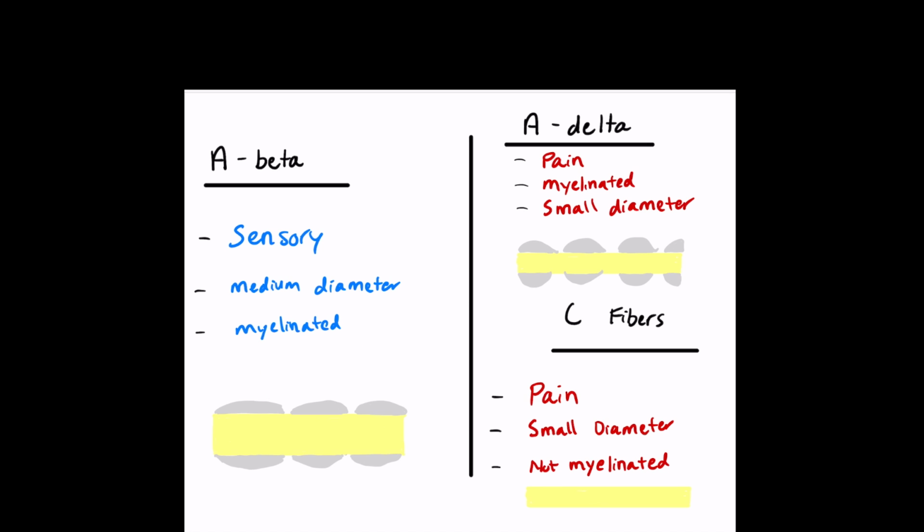The fibers on the right side of your screen are your A-delta fibers and your C fibers. Both of these fibers will carry pain signals. They are both small in diameter, the main difference being that the A-delta fibers are myelinated, where the C fibers are not myelinated. Therefore, they will both have a slower travel speed than the A-beta fibers.